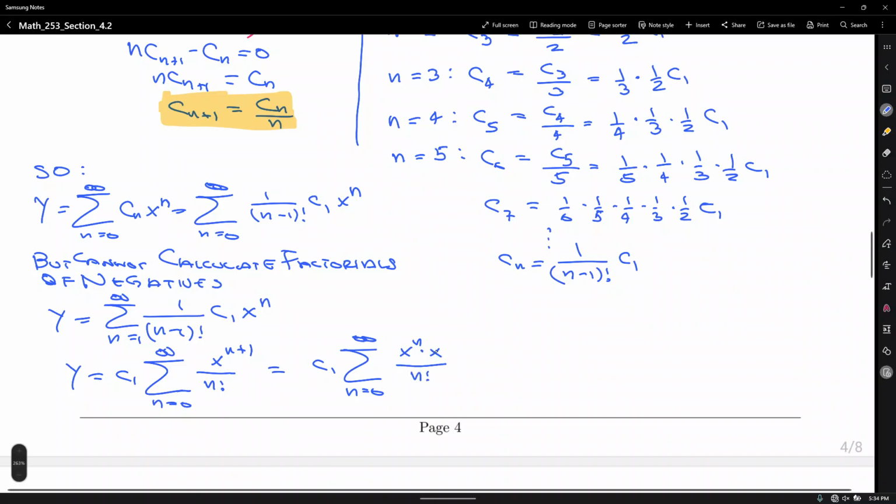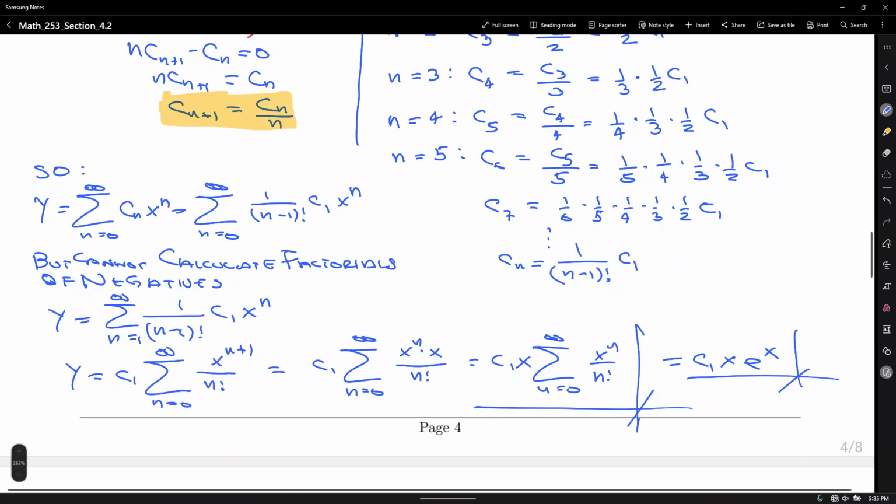The x is not part of the variables of the series. Take it out, which is c sub 1 x sigma n equals 0 to infinity of x to the n over n factorial. Actually, this is the solution as a series, but this can be written as a function: c sub 1 x e to the x. In some cases we may be able to do so. In some other cases we may not be able to do so.